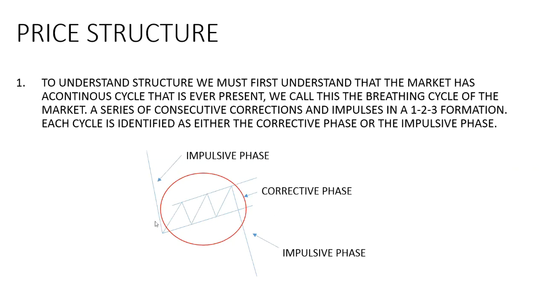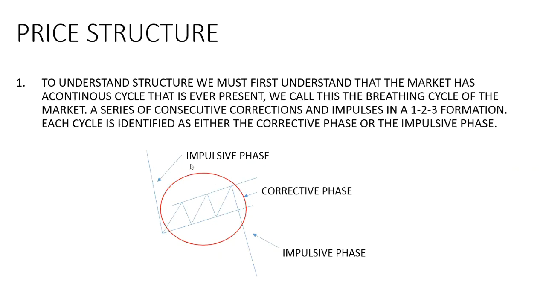The impulsion, if it's a downtrend, it'll impulse all the way down. It'll correct, meaning that it'll consolidate or it'll retrace, and then it'll impulse again further down to create lower lows. That's how the market moves.